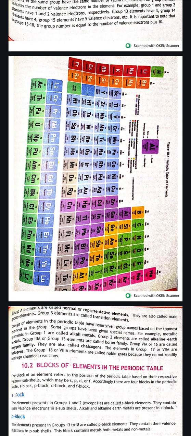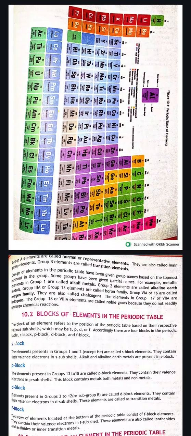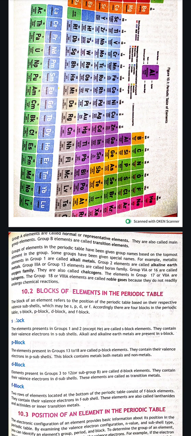So the group A elements are called normal or representative elements. They are also called main group elements. Group B elements are transition elements. Groups of elements in the periodic table have been given names based on the topmost element in the group. Some groups have special names. For example, metallic elements in group 1 are alkali metals, group 2 elements are alkaline earth metals, group 3A or group 13 is the boron family, and group 6A or 16 is the oxygen family, also called the chalcogens.